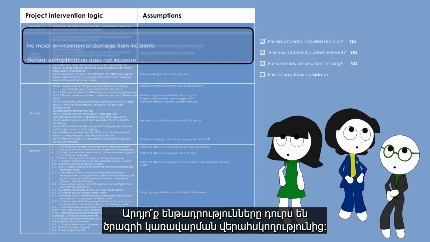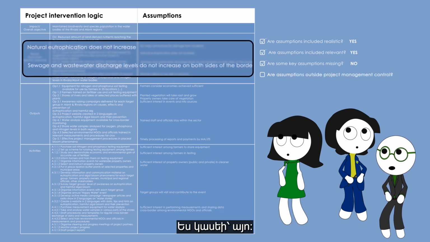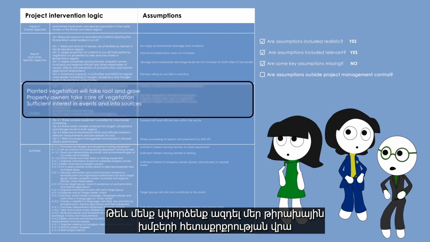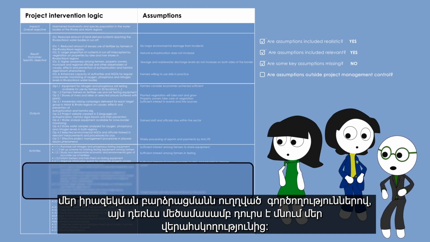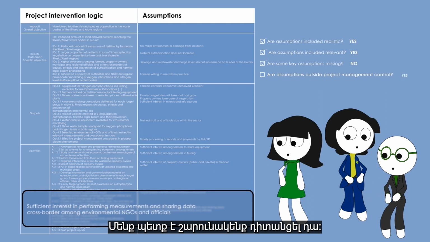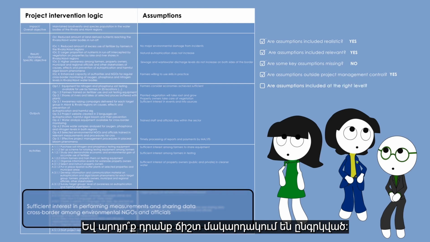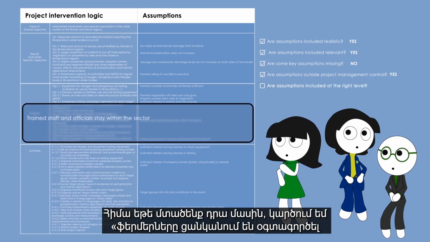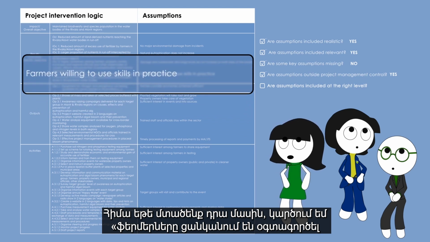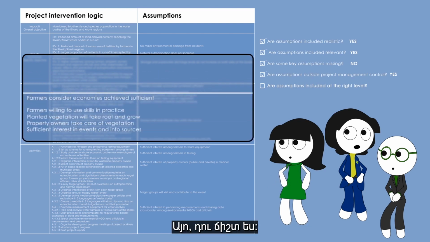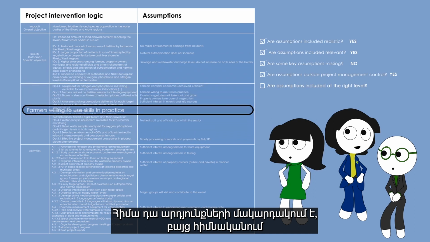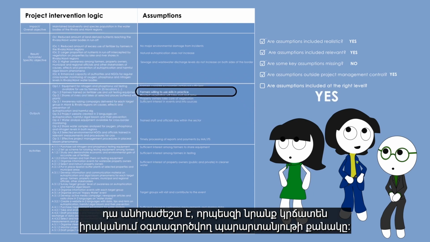Are the assumptions outside of the control of project management? I would say so, yes. Even though we'll try to influence the interest of our target groups with our awareness-raising activities, it still remains largely out of our control. We'll need to keep monitoring this. And are they included at the right level? Well, now I come to think of it, the one on farmers willing to use their nitrogen testing skills in practice should be one level lower, I guess. Yes, you are right. Now it is at the result level, but basically it is needed in order for them to reduce the amount of fertilizer they use in reality.